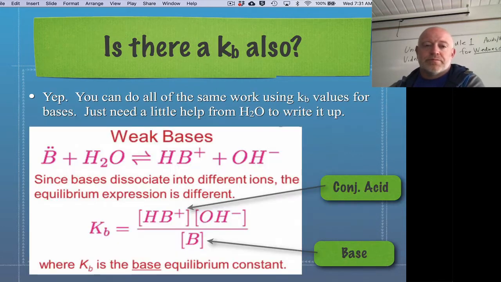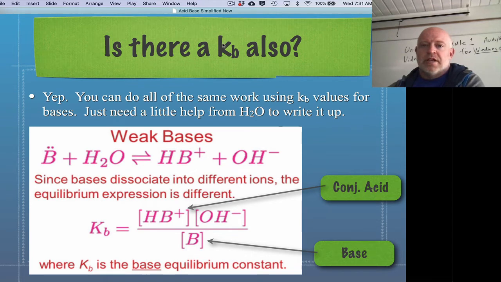Okay. So is there a Kb? Sure. Yeah. If there's a Ka, there's a Kb also. So constant for bases. Same idea. The only difference is we need a little help from water to show this because we need to get hydroxide in our equilibrium, and not all bases have hydroxide in them to start.